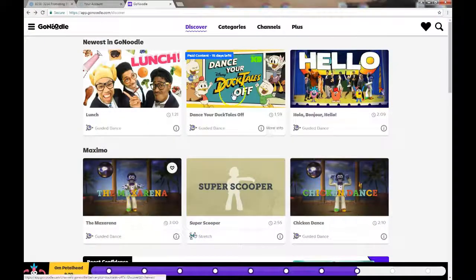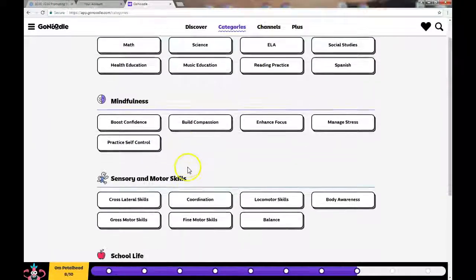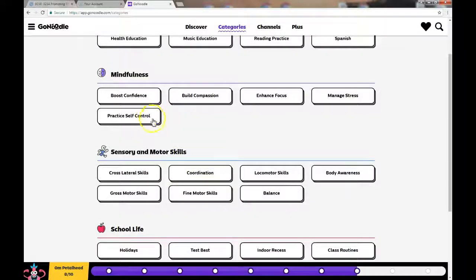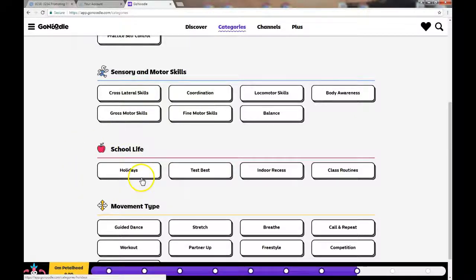Anyway, there's lots of different categories if you look here, and some are related to curricular components. These are mindfulness ones that focus on a particular theme, teamwork, bringing students down, distressing, things like that, and they're encouraging videos as well. So not necessarily movement, but overall health and wellness. Sensory and motor skills, school life for certain things.